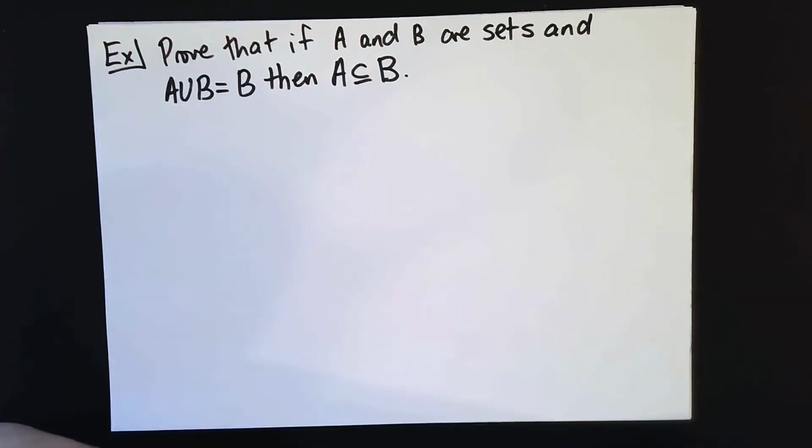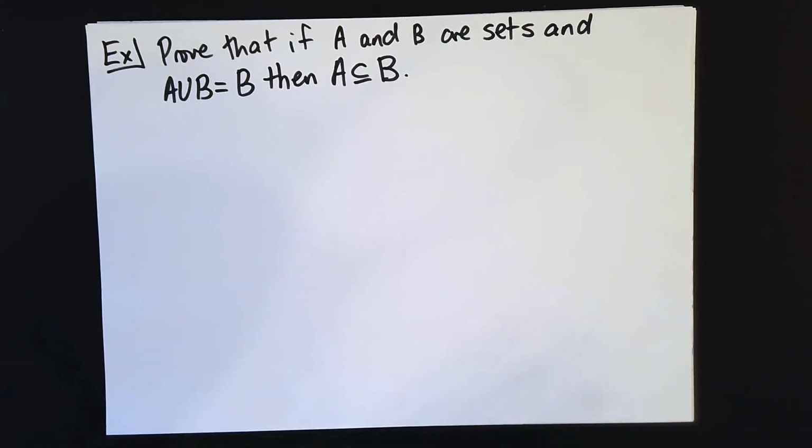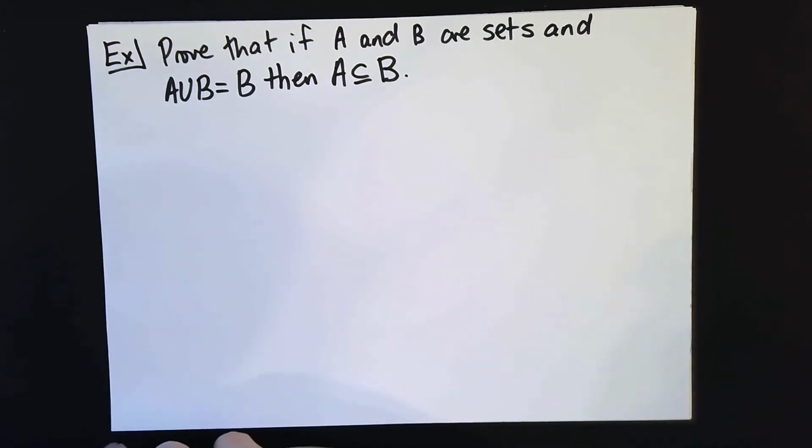So let's prove that if A and B are sets, and A union B equals B, then A is a subset of B. Again, this would be a great time to pause the video and try to write this down yourself. Just practice writing up these proofs, because you're going to be writing down a lot of proofs by contrapositive this semester.